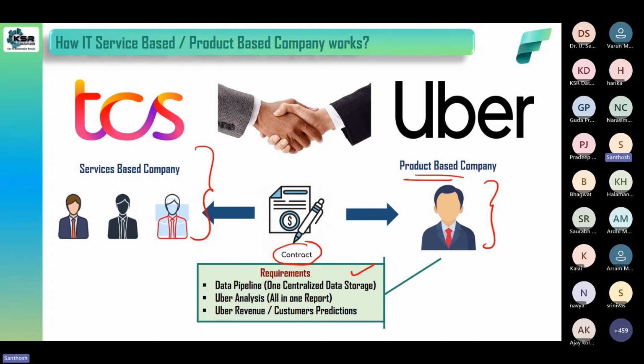So can you bring everything to one place, clean it, organize it? Okay, done. Next, can you generate one report which shows the complete information, how much revenue we are generating? Okay, next. Then you also need to predict how much revenue we're going to make so that we can improve the business. Now, all these three are the requirements from Uber.